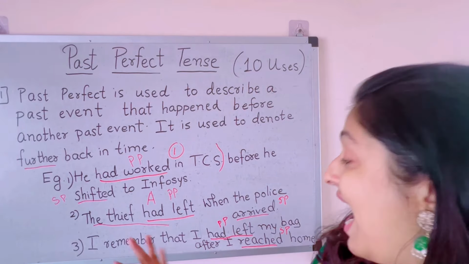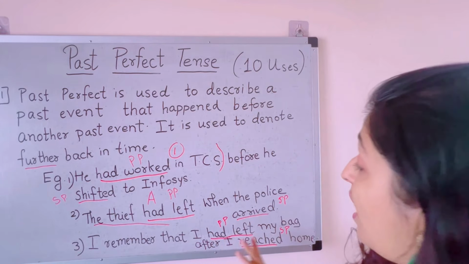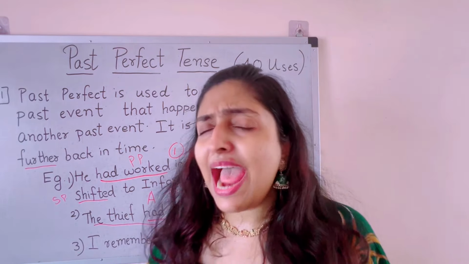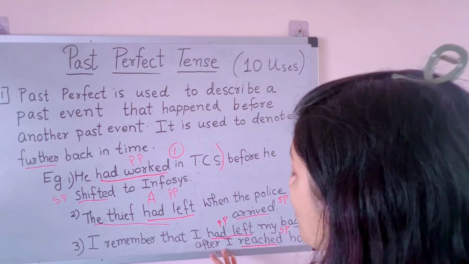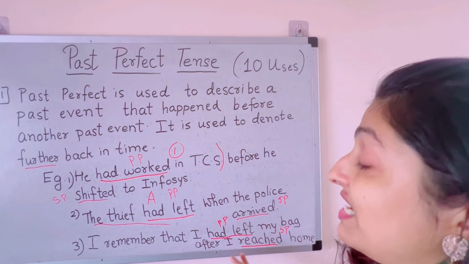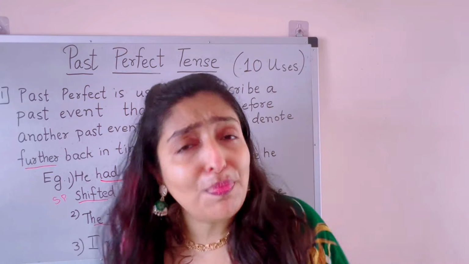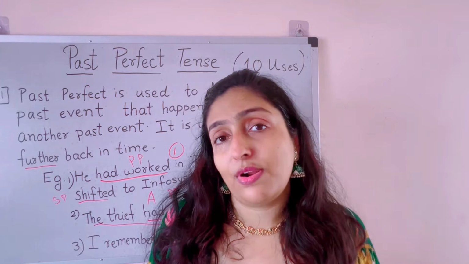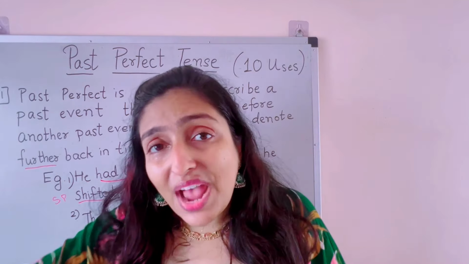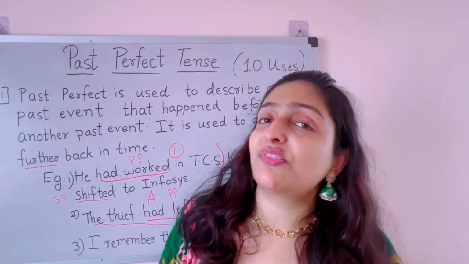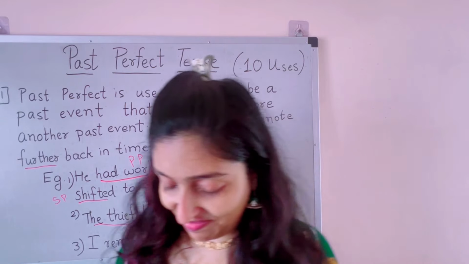So here the action that is taking place is I had left my bag outside, and that realization came upon me only after I reached home. So event A and event B become very clear when past perfect is used for the earlier action and simple past is used for the next action.